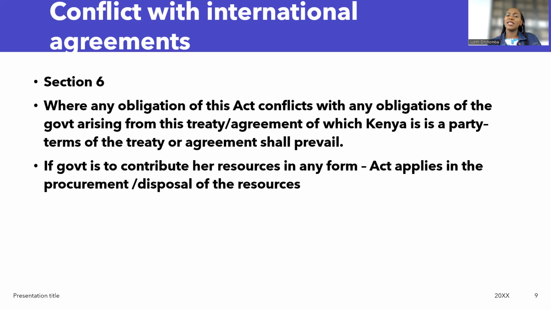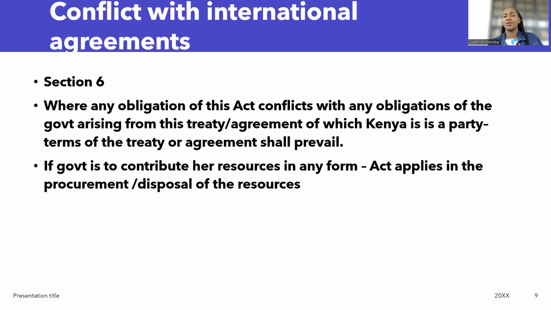So we are told that where any obligations of this Act conflicts with any obligation of the government arising from treaties or agreement of which Kenya is party to, the terms of the treaty or agreement shall prevail. If Kenya gets funding, a credit by World Bank to do a road or to do a mega project, World Bank will have some terms and conditions in relation to that funding.